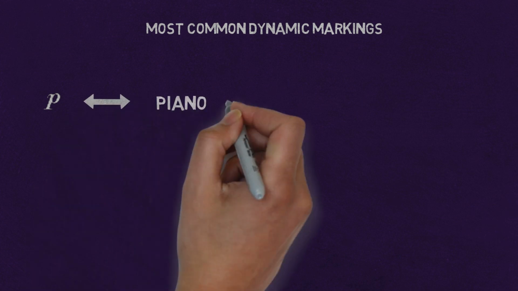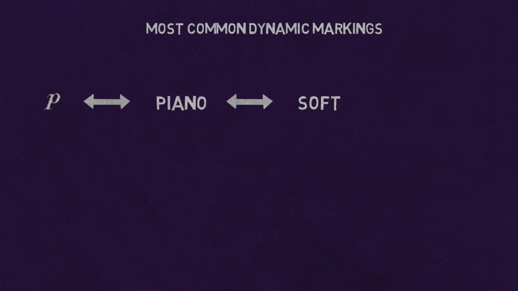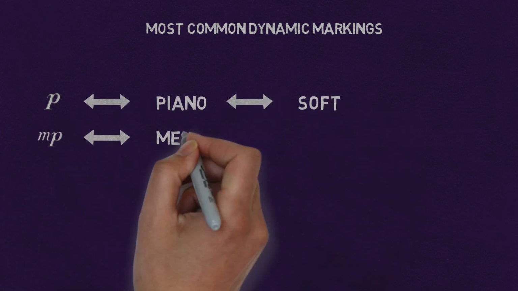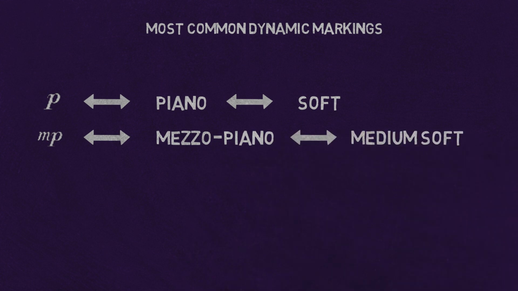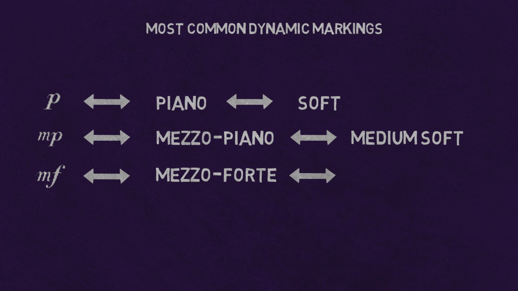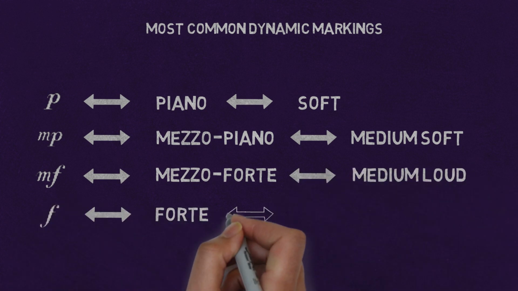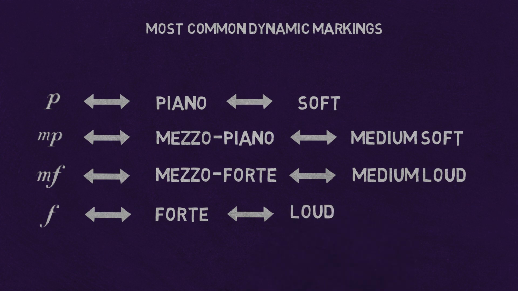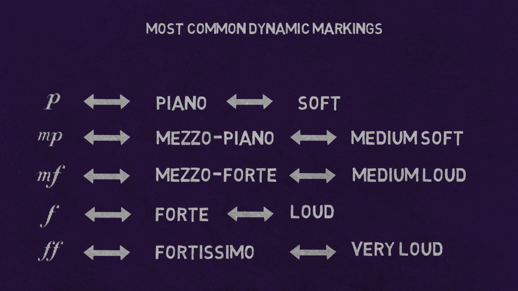P for piano, meaning soft. MP for mezzo piano, meaning medium soft. MF for mezzo forte, meaning medium loud. F for forte, meaning loud. FF for fortissimo, meaning very loud.